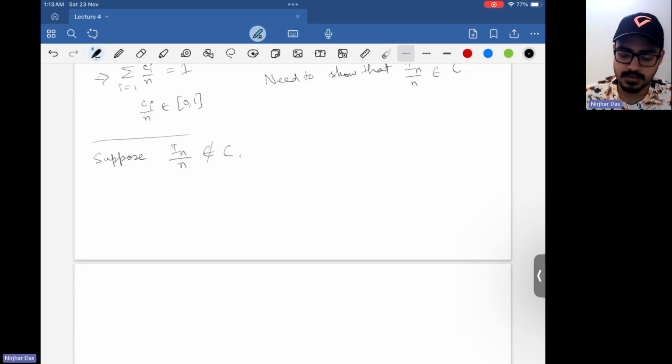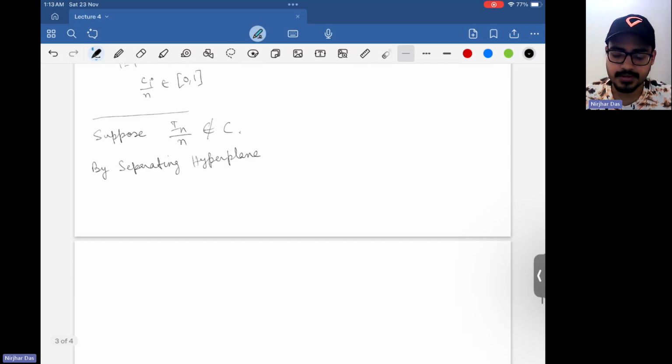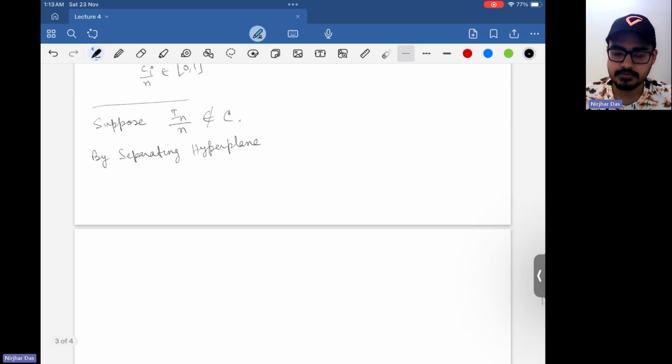So since we have assumed that this does not happen, now we can invoke the separating hyperplane theorem. The separating hyperplane theorem says that if you have two convex sets that are non-overlapping, that are disjoint, then you can find a hyperplane that separates them. Separates in the sense that one of these sets lies on one side and the other set lies on the other side of this hyperplane. So in this case, one convex set is the trivial convex set, which is a point, and the other convex set is the convex hull C. Right? So we will invoke separating hyperplane between these two sets.